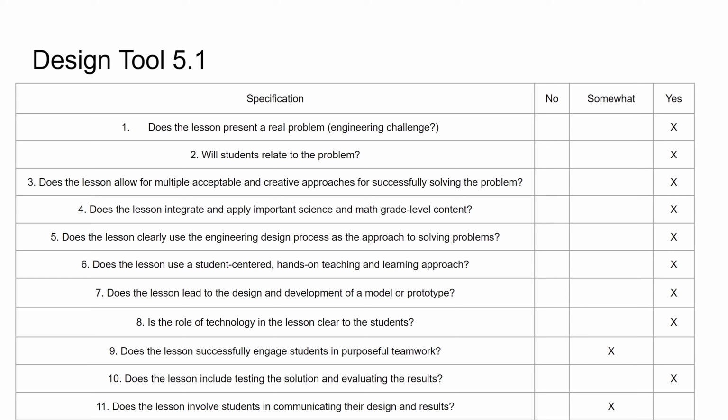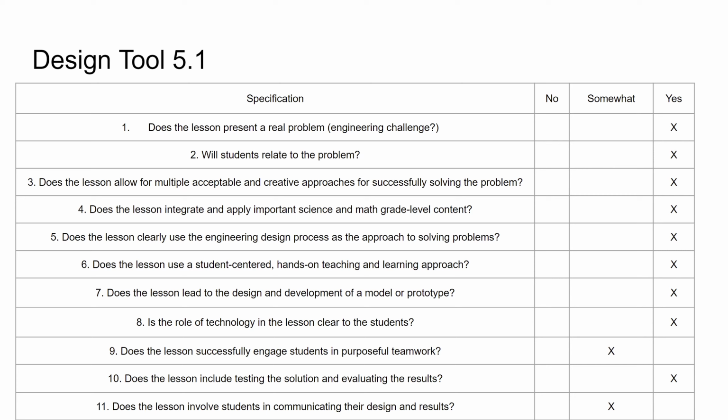Does the lesson integrate and apply important science and math grade level content? Yes, maybe somewhat within math, certainly, because I'm not introducing the formulas, but definitely it does apply very important science concepts. Making sure that they break down tasks into simpler ones and go from there and see the process of inquiry reveal knowledge to them.